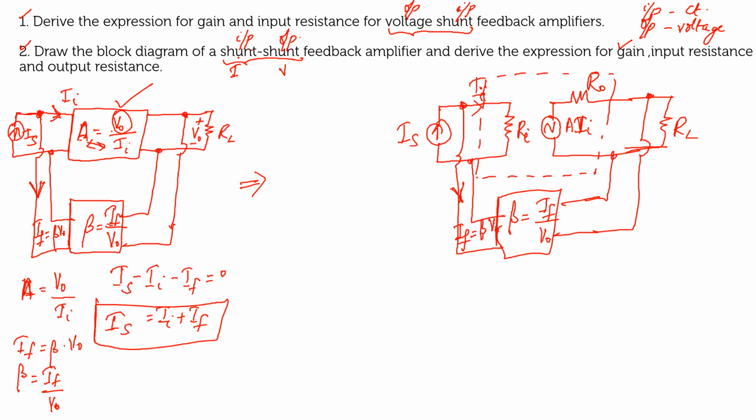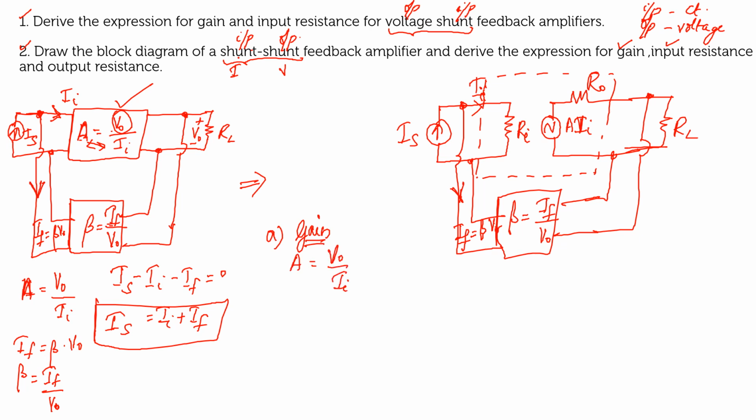First we'll derive the gain, then we'll go for input resistance, and later we'll go for output resistance. So case 1 or A part, we are going to find out your gain. Okay, so what will be your gain? So let us consider, you know that the open loop gain A is equal to V naught divided by II. Right? Open loop gain A is equal to V naught divided by II.